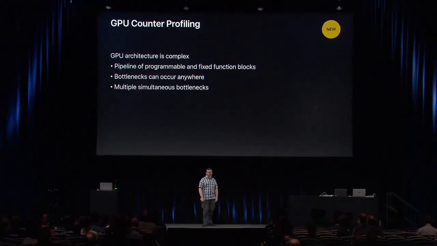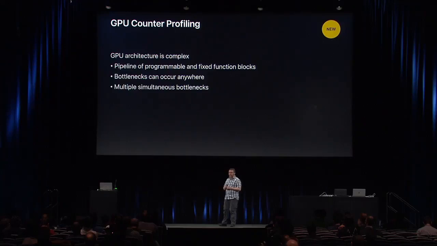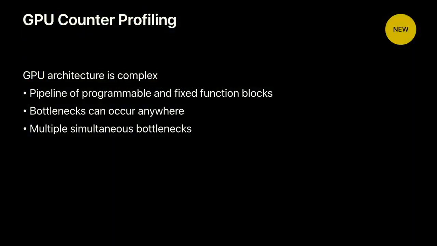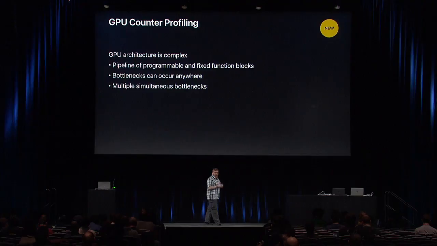And finally, on to our last new tool today, GPU counter profiling. As you know, GPU architecture is complex. With a pipeline consisting of multiple programmable and fixed function blocks, bottlenecks can appear at any point within the pipeline, and often at multiple simultaneous points. Your job as Metal programmers is to minimize fixed function bottlenecks while efficiently harnessing programmable blocks.